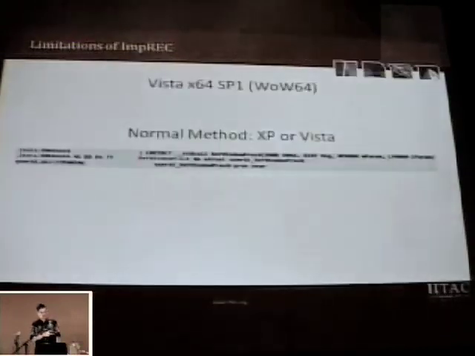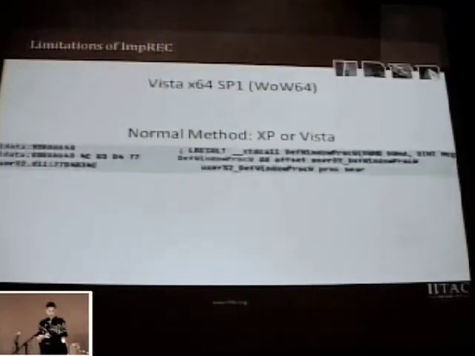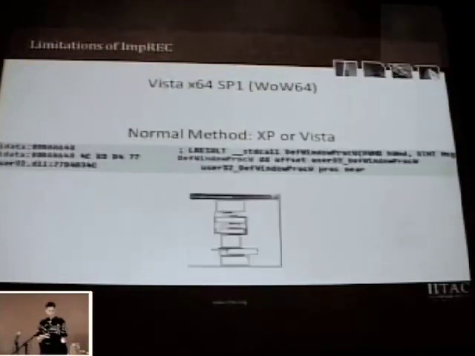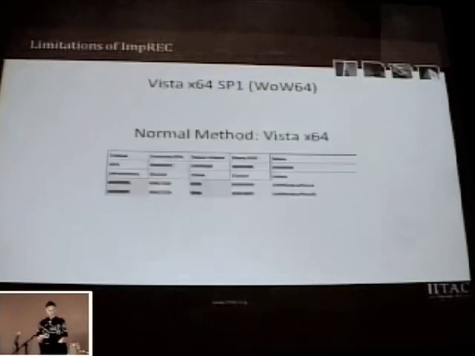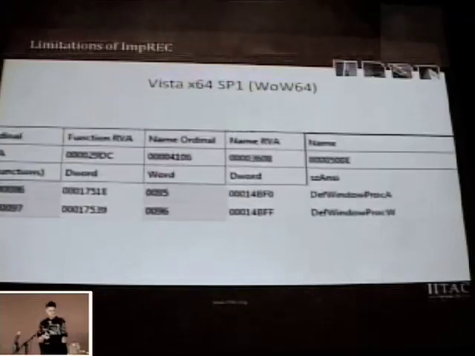So let's see the normal method on XP or Vista for this API to be called. It is a simple call, really. It leads to a function. Really simple. Now let's see the normal method in Vista x64 if everything was working successfully. Statically, we can see that the entry point of the function RVA are kind of normal values.